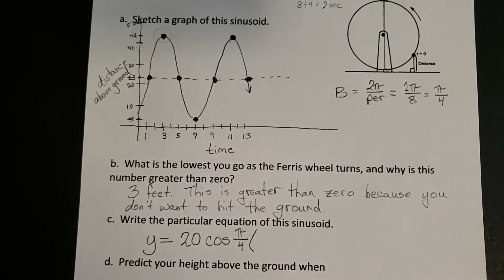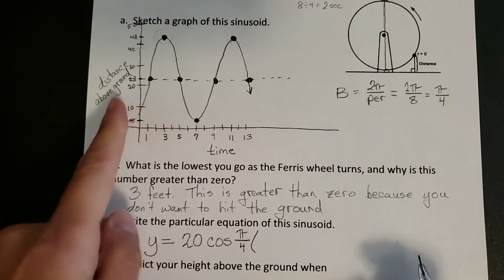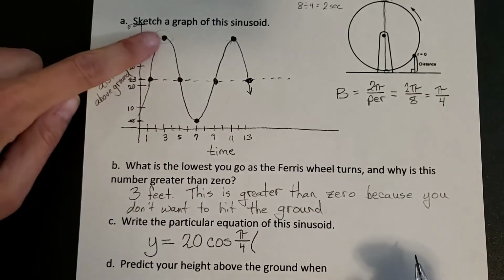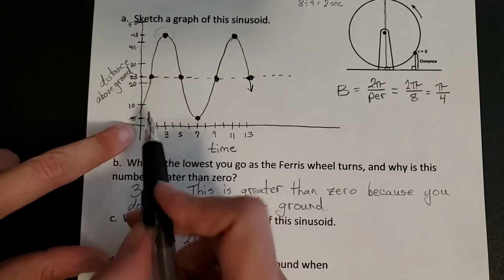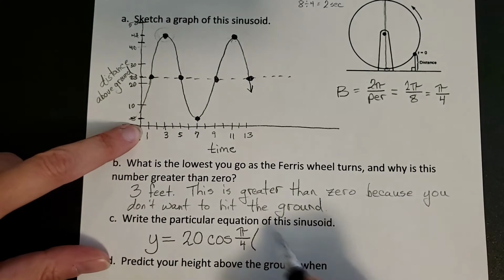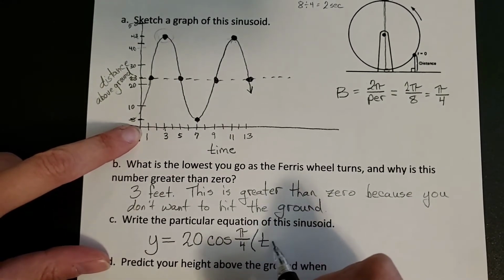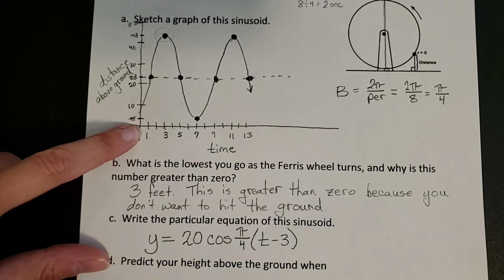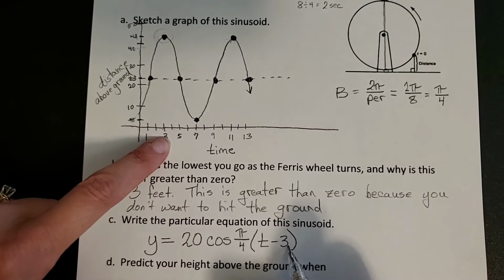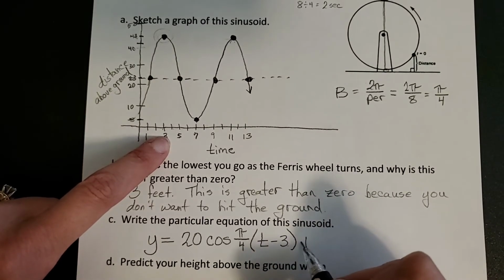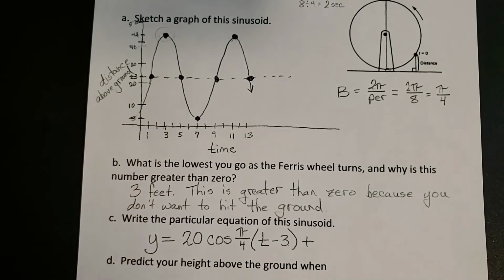And then I need to think about what is my horizontal shift. How much do I need to shift so that I can start at a maximum? Because the maximum is not on that y-axis. Well, I had to shift over 3. T minus 3. I'm using t for time because that's what it told me to do. So t minus 3, shift to the right 3, and then I need to add that vertical shift.